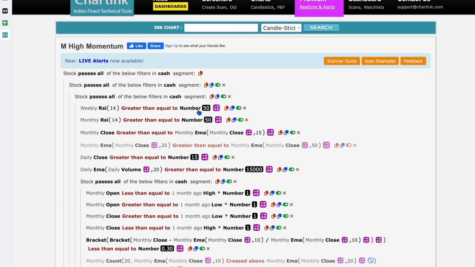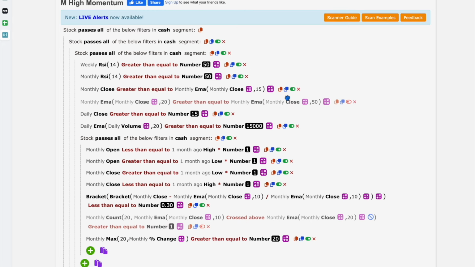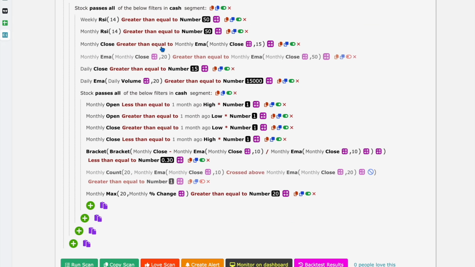Weekly RSI will be greater than 50. Monthly will be greater than 50 as well. I'll explain in depth someday later. Then the monthly close has to be greater than the monthly 15 moving average. Now, why 15 again? That is an important point. I'll not get into the details right now, but 15 somewhere lies between the value and the momentum. That's why the number 15 has been selected.